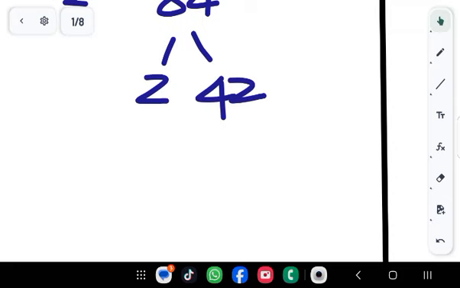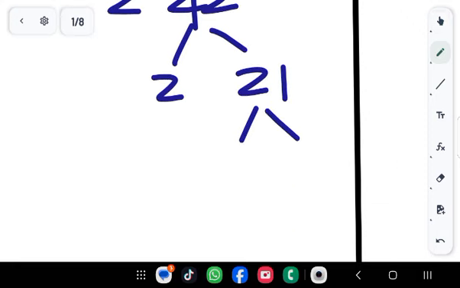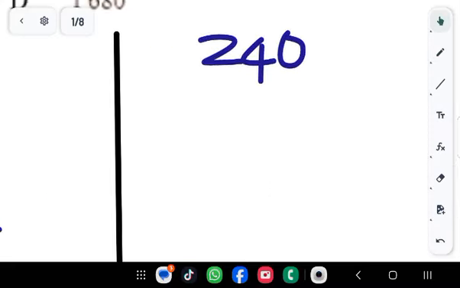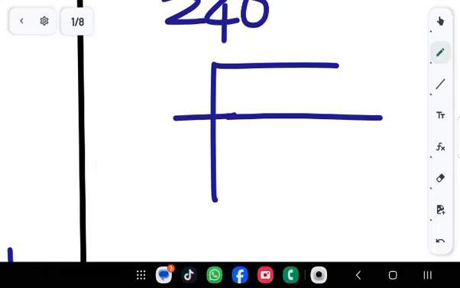So that's 2 and 21. And the last one is 21. 21 is 7 times 3, so that will be 3 and 7. These are your factors. Now for 240 you can do exactly the same thing. Now we're gonna use a table for this one so you can see you do it exactly the same way. So we're gonna use a table here.